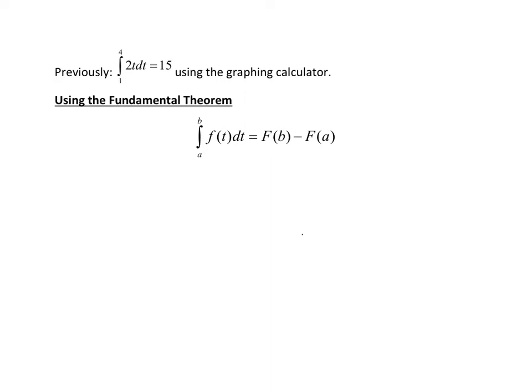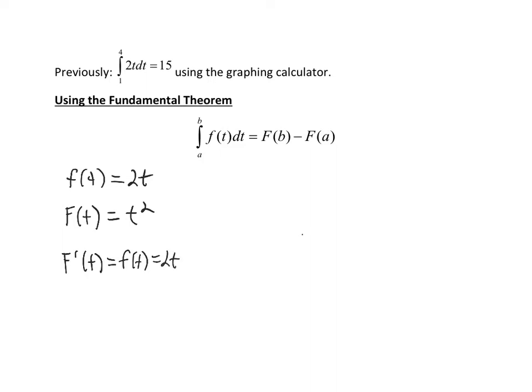So the function that we're trying to integrate, f of t, is 2t. What we want is some uppercase function that, when you take the derivative of it, you would get 2t. The function that you're probably thinking of, or hopefully you're thinking of, is t squared. If you took the derivative of t squared, you would get 2t. In other words, F prime of t would give you f of t, which is 2t. So our uppercase function is t squared.